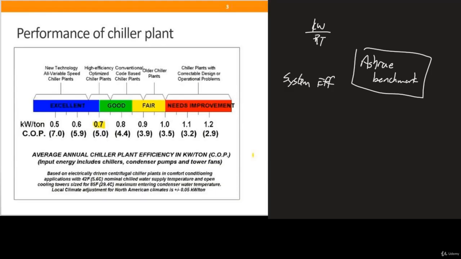If the chiller plant, especially for those old buildings or old chillers, maybe 15 to 20 years, you may get efficiency as poor as 1.0 kilowatt per ton or 1.1 kilowatt per ton. That is when you seriously have to look into a chiller replacement exercise.